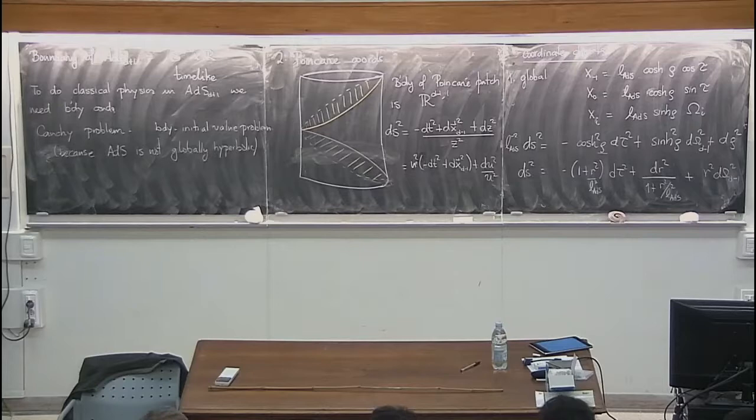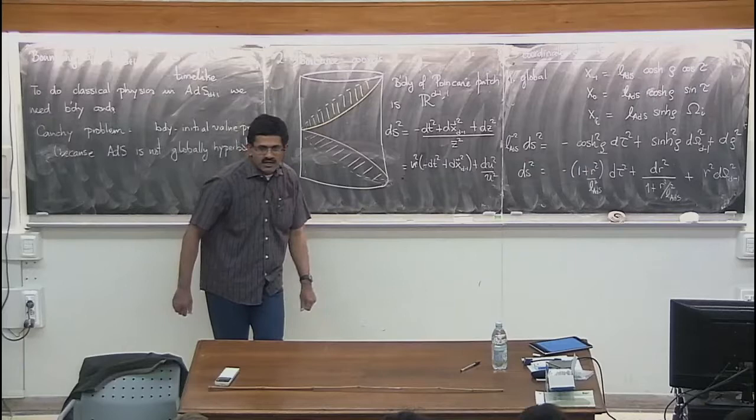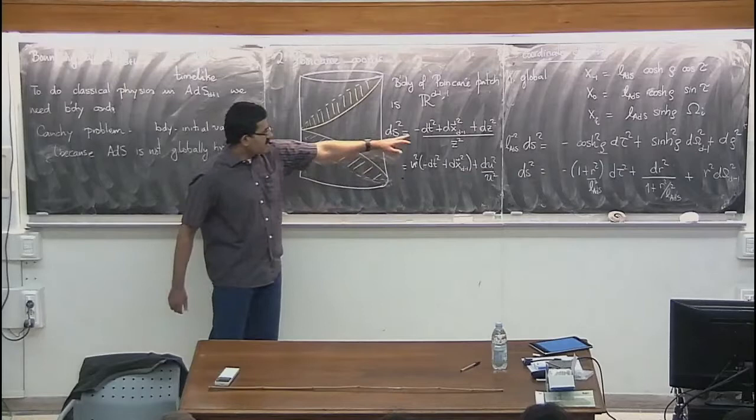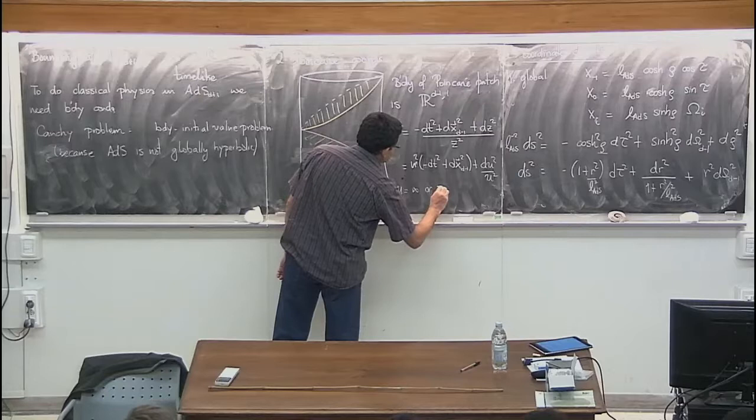This is the coordinate chart you will get if you recall my earlier discussion of the D3 branes. This is the coordinate chart you would get. I just replaced that R by U because I've used R for this coordinate chart. But this is a nicer way of writing it. Now the boundary is at U equals infinity, or z equals 0, is the boundary.